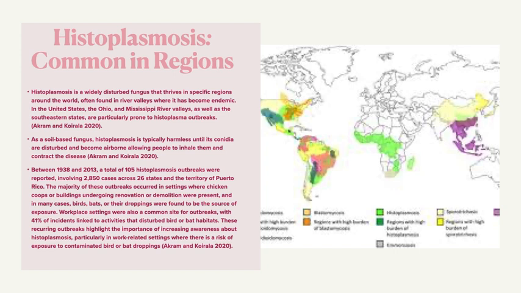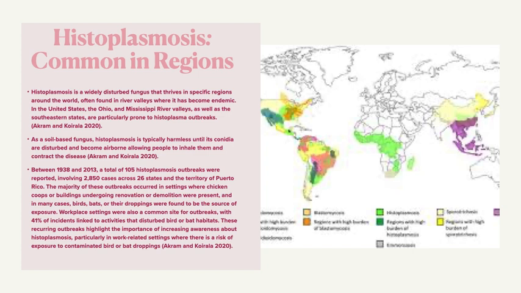Histoplasmosis common in regions. Histoplasmosis is a widely distributed fungus that thrives in specific regions around the world, often found in river valleys where it has become endemic. In the United States, the Ohio and Mississippi River valleys, as well as the southeastern states, are particularly prone to histoplasma outbreaks. As a soil-based fungus, histoplasmosis is typically harmless until its conidia are disturbed and become airborne, allowing people to inhale them and contract the disease.